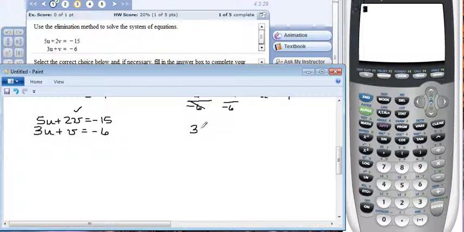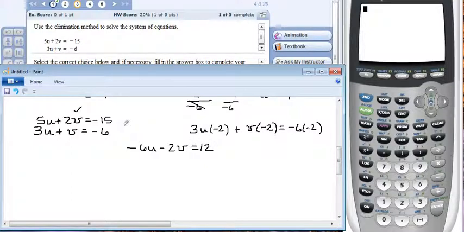Well, I would multiply each term by negative 2. Okay, so this becomes negative 6 U's, minus 2 V's is equal to a positive 12. Now this equation here and this equation here are exactly the same. This one's just twice as big, negative twice as big, actually. And so now I'm going to write the other one underneath because it doesn't matter what order we put things in.